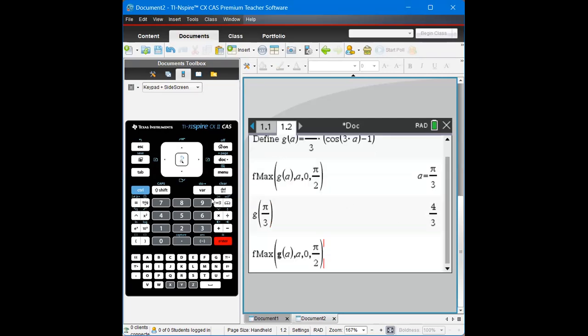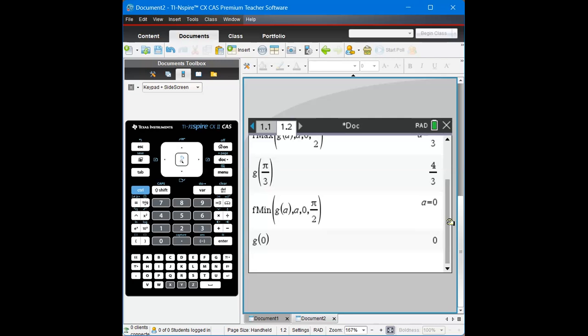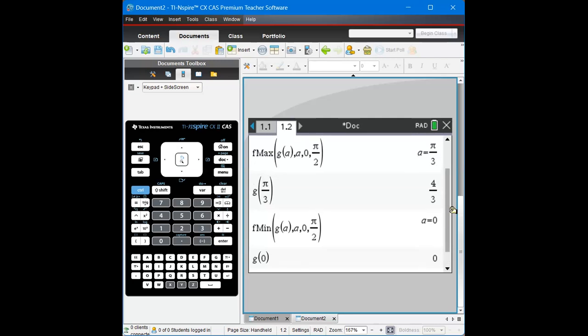So don't forget to sub in the a value and get the maximum value. Alternatively, we can just get fMin. Copy everything and change it to fMin. a equals 0, which is in our domain on the left side, and then g of 0 is 0. All right, so basically that's how you get another 4 easy marks, which is quite interesting. And let's go back to the main document we are working with and jot down these answers.